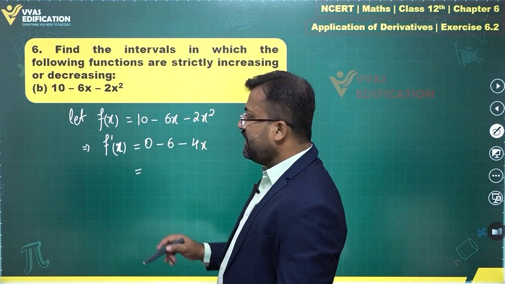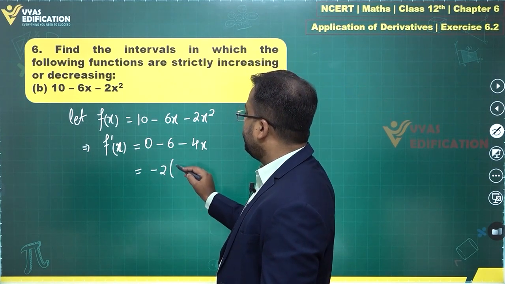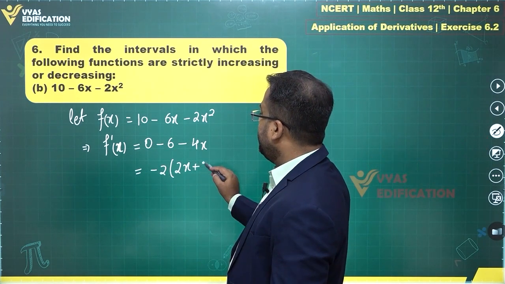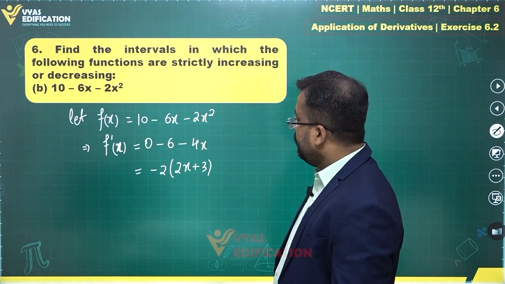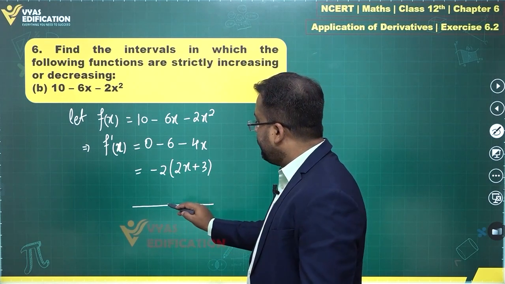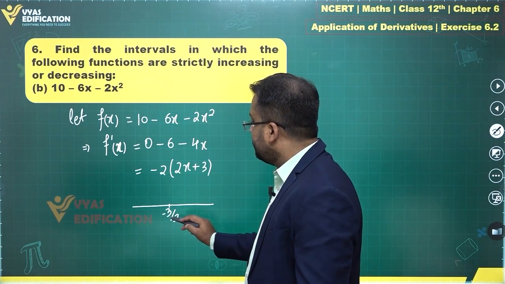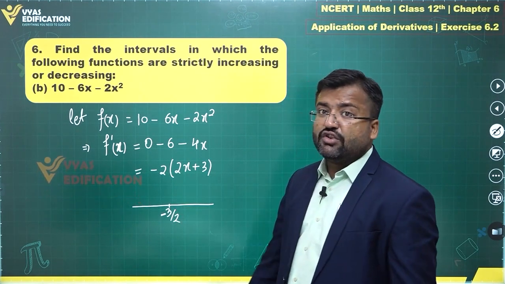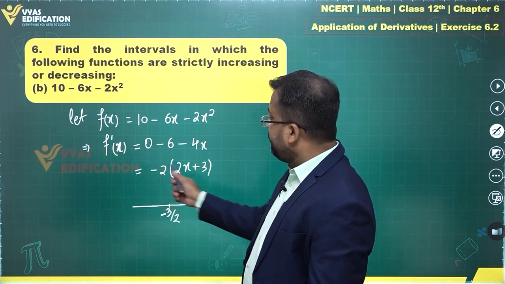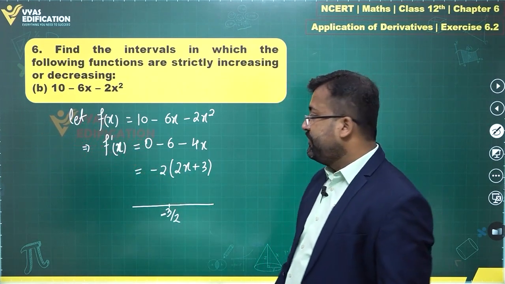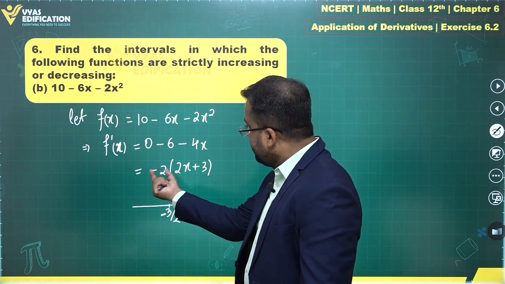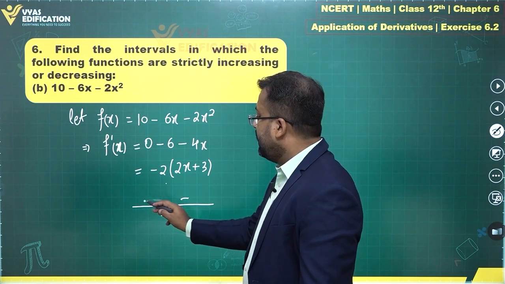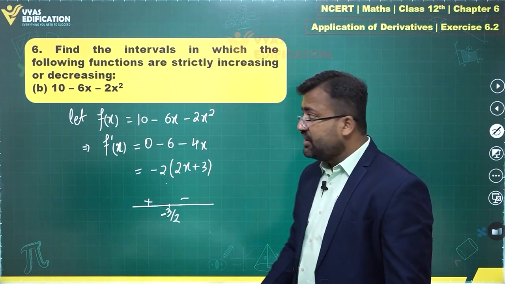You can take out minus 2 common from here, and this will be 2x plus 3. Please note that this is minus 4 is minus 6. The critical point is minus 3 by 2, as you can note from here. This is a point where f prime x is equal to 0. Beyond this, in this interval, you can observe that this factor will be positive, but the overall value will be negative, and here the overall value will be positive.